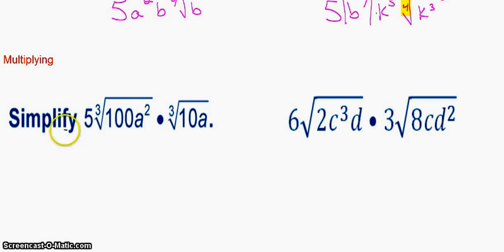So let's take a look. I have 5 on the outside, which is going to stay on the outside. I've got the cubed root of 100 times 10. Those are both inside the radical. I can multiply them.